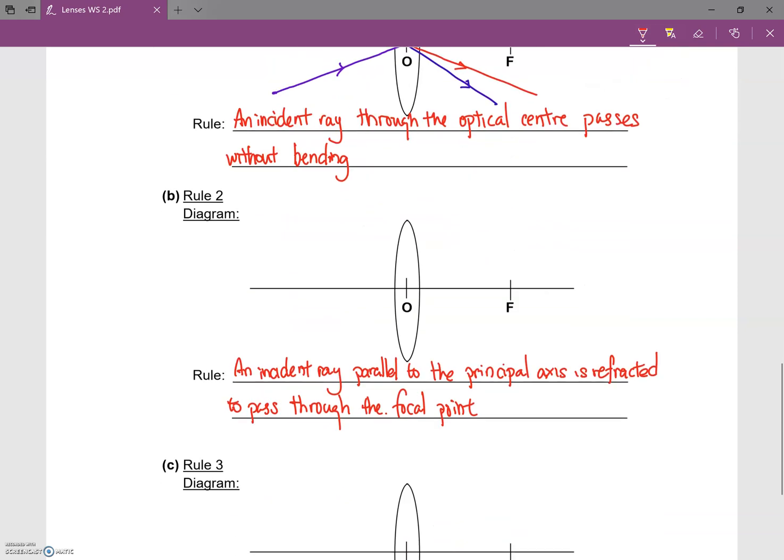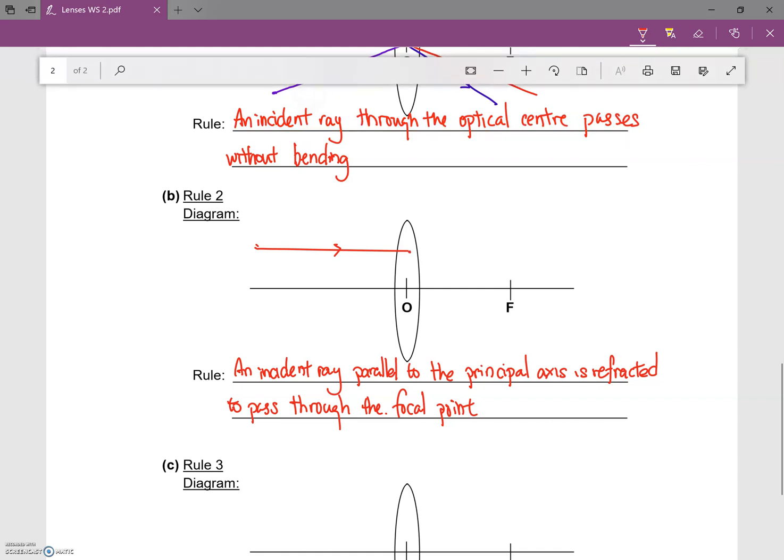Okay, next one. Rule number 2. An incident ray parallel to the principal axis is refracted to pass through the focal point. So, parallel to the principal axis. One example of a ray is like this. Can you see this light ray is parallel to the principal axis? Once it passes through the lens, what did they say? It is refracted to pass through the focal point. So this light ray will actually pass through the focal point.